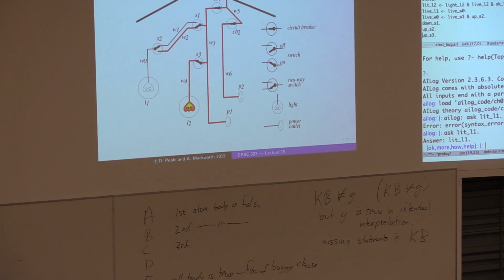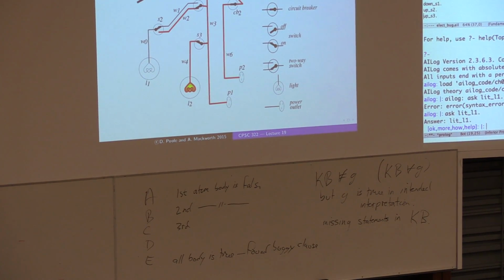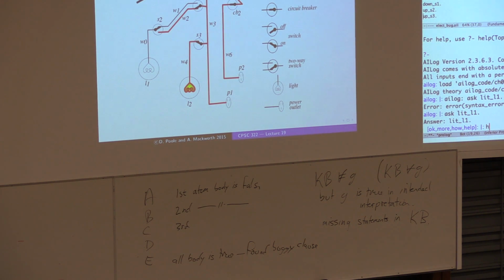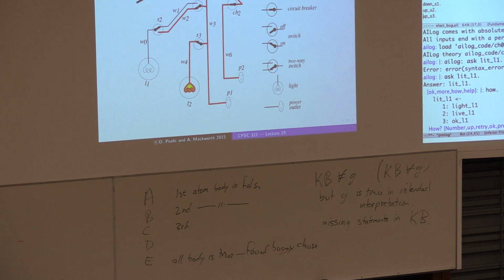Let's go here. What I'm going to do is ask, how did you prove this? We don't know what the proof procedure is doing, but that doesn't matter. We don't really care. So we're going to ask, how can we prove this? And it's going to tell us that we proved lit L1 because L1 is a light, L1 is live, and L1 is OK. All I'm going to tell you is what these things mean. So we're going to debug this program without knowing how. All we're going to do is effectively answer yes, no questions. So L1 light means it's a light. Live means there's power coming into it. And OK means it's working OK.